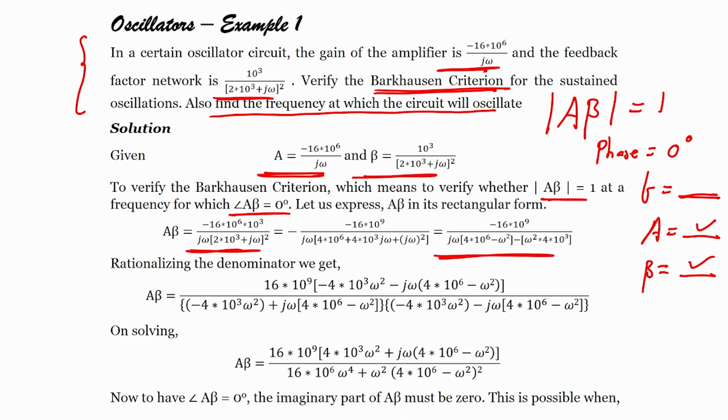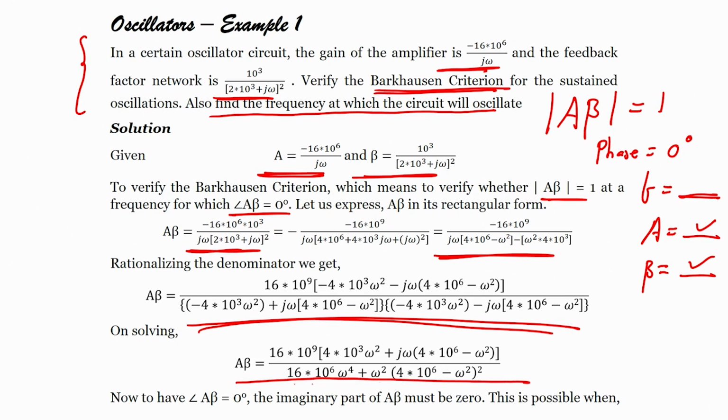This is very basic mathematics, so it is presumed that you know these things. A into beta is this, we have this equation, I have to rationalize the denominator and so we have this particular equation. On solving this equation, what will I have? A beta equals this particular equation.